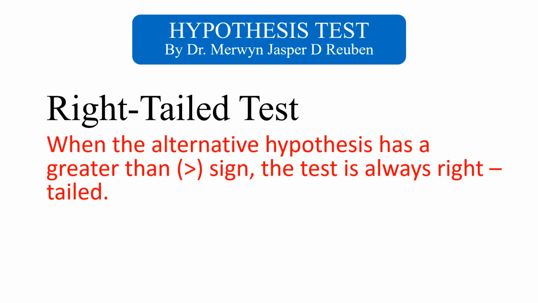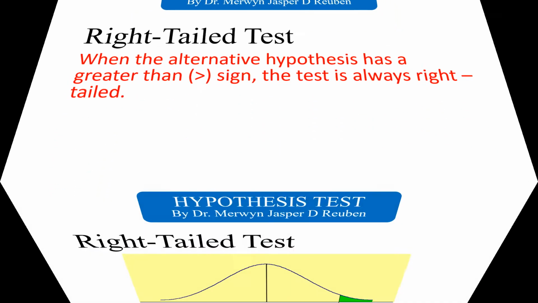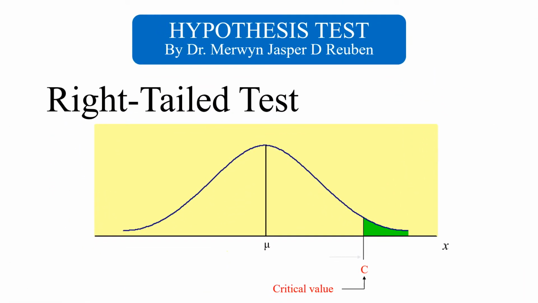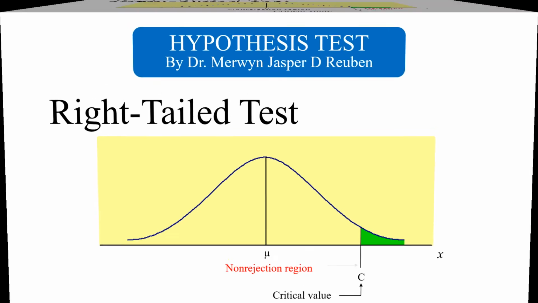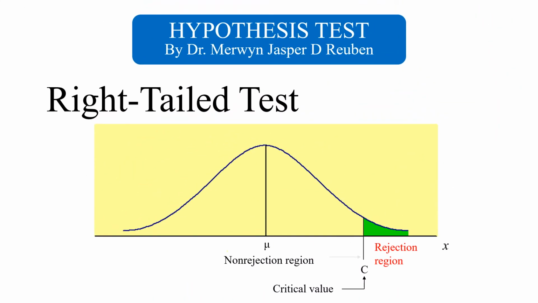When the alternative hypothesis has a greater than sign, the test is always right-tailed. So if we have a normal curve with the mean at the center, then there will be a point C, which is the critical value, in the right tail. The region to the left of the critical value is called the non-rejection region. The region to the right of the critical value is called the rejection region. The green shaded region to the right of the critical value has an area of alpha.